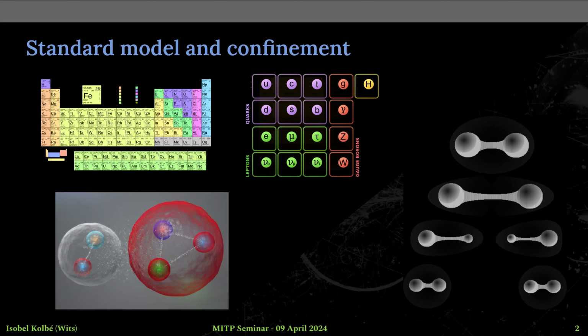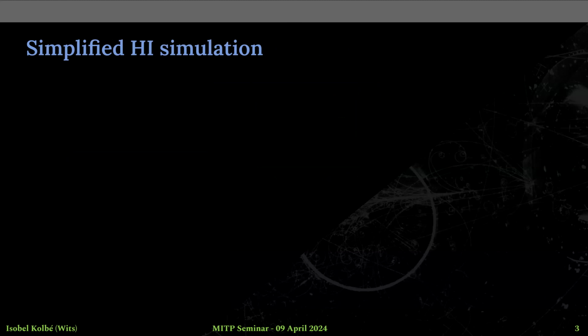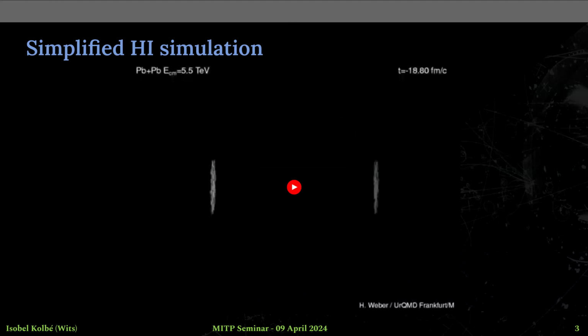Okay, so this is what we try to do in heavy ions. We try to put as many quarks as close together as we can into a small body. Okay, how do we do that? I'm going to show you a simulation now, which is factually incorrect, but just to create some sort of image in your mind of what we're doing.